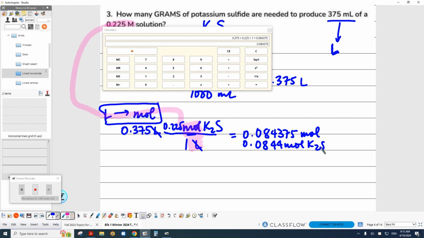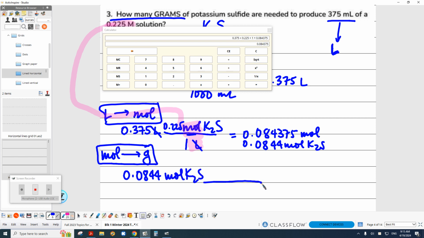But the question says, how many grams? So in order to get the grams, you need to do a moles to grams conversion. Again, certain students who did not do well did not bother writing down the name of the step. They didn't understand what was the next thing to do. When you have moles, you can convert moles to grams. 0.0844 or 0.084375 moles of K2S. Let's put moles of K2S on the bottom and grams of K2S on the top.